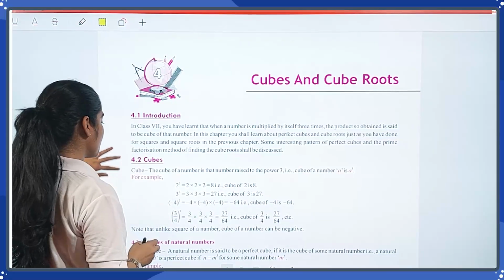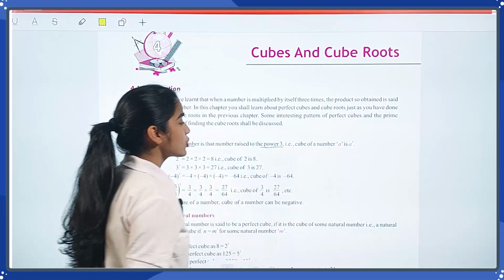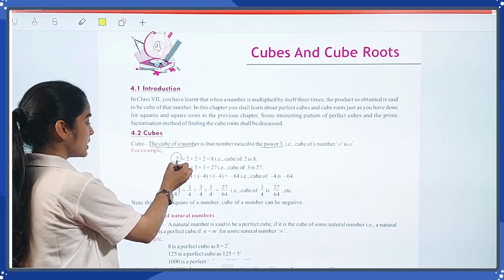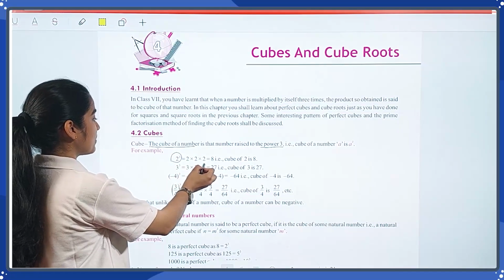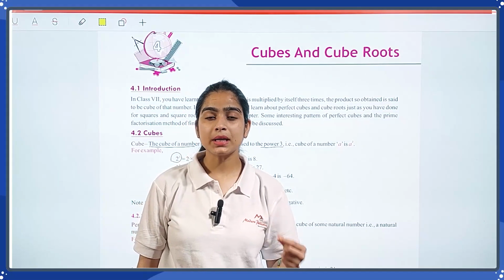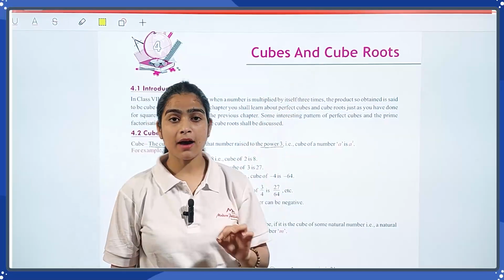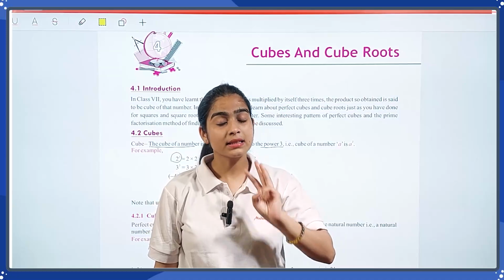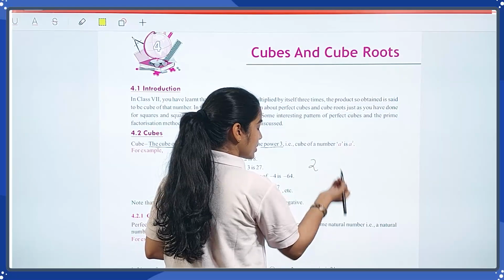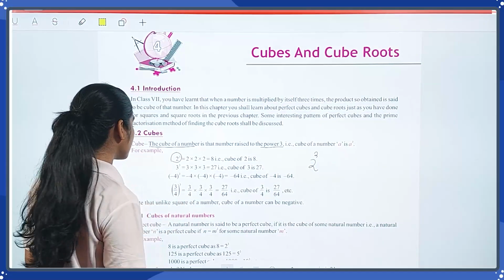So first of all, cubes. The cube of a number is that number raised to the power 3. For example, 2 raised to the power 3 means 2 multiplied by 2 multiplied by 2. In squares and square roots, we multiplied a particular number 2 times, but in cubes and cube roots, we have to multiply that particular number thrice, that is, 3 times. So we raise our power like this. You can say 2 cube, or 2 raised to the power 3.